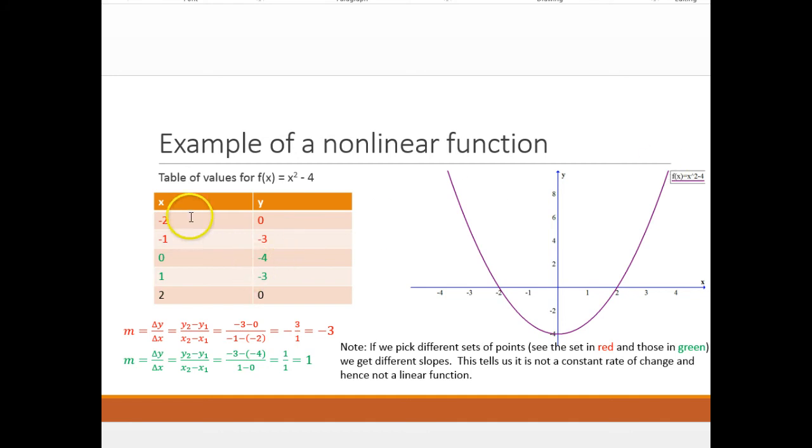Another way to do it is to actually take sets of points. In this case, I can take the first 2 points, (-2, 0) and (-1, -3), plug them into our slope formula, and I wind up with a slope of -3. Whereas if I take 2 other points, (0, -4) and (1, -3), and plug those into my slope formula, you wind up with a slope of 1. Notice the slope here is not constant. It's not the same. And remember that a linear function has a constant slope. It does not change depending on the points that you plug in.